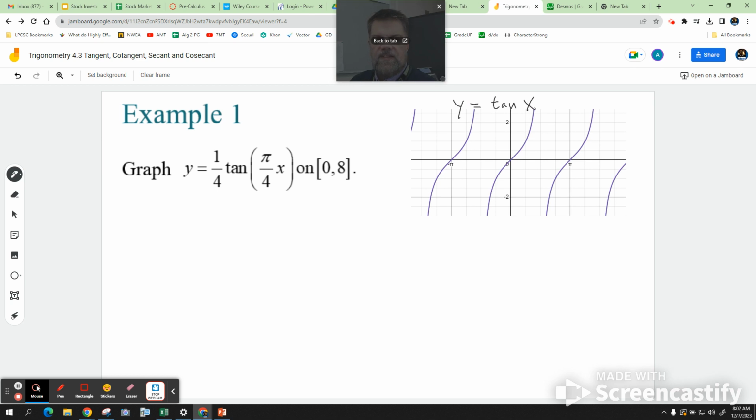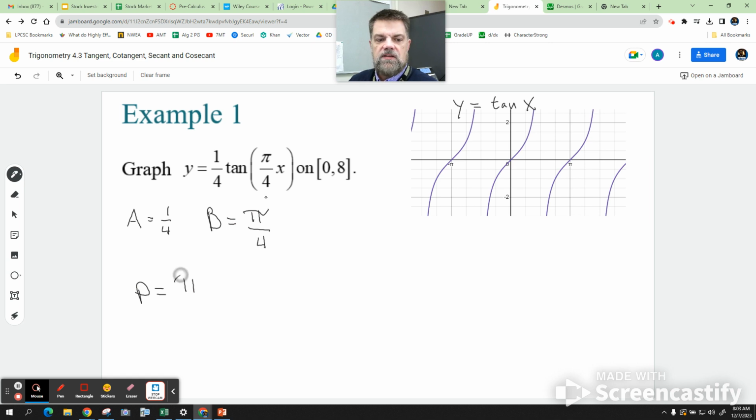Well, the 1/4 is the a term, right? So the 1/4 still has an impact on the amplitude. But remember, when a is between 0 and 1, it's going to stretch it vertically. All right, so there's that. And then this would be b equals pi over 4. But remember that the period p, now this is where it differs just slightly, is that because the period is pi, it would be pi divided by b. So it's a slight variation.